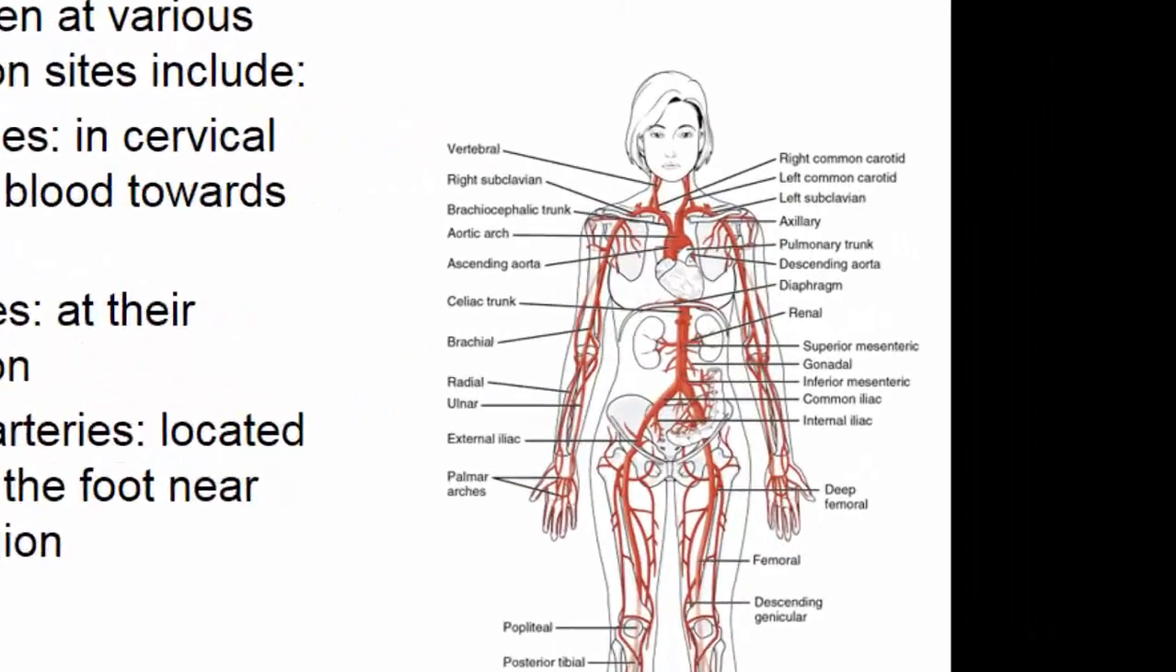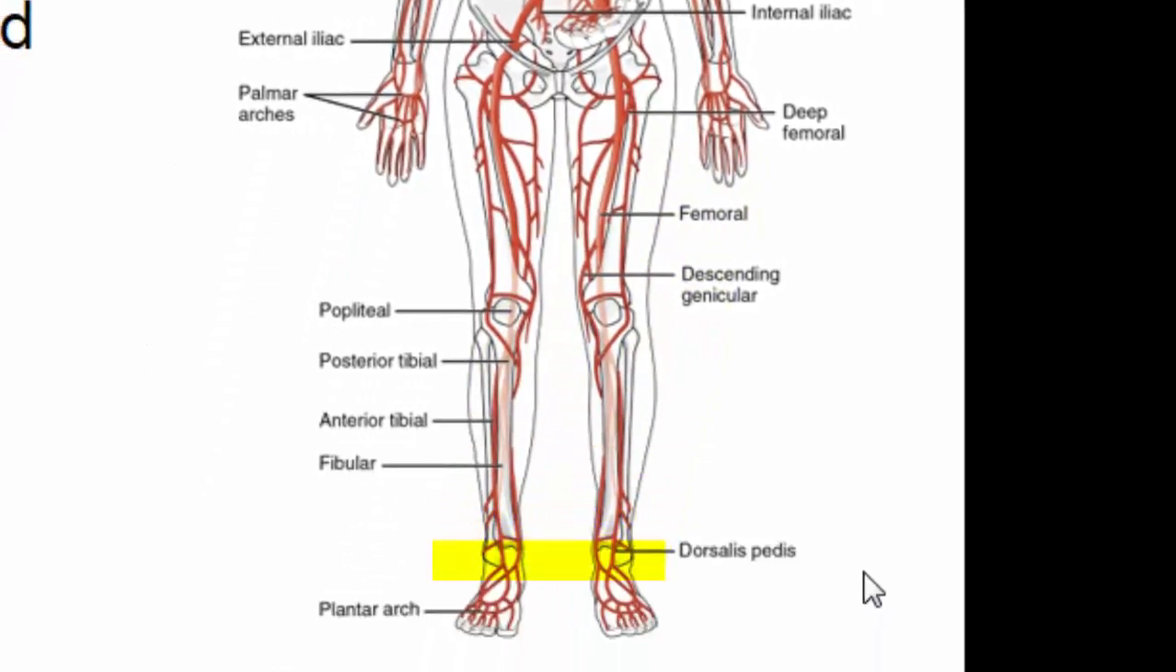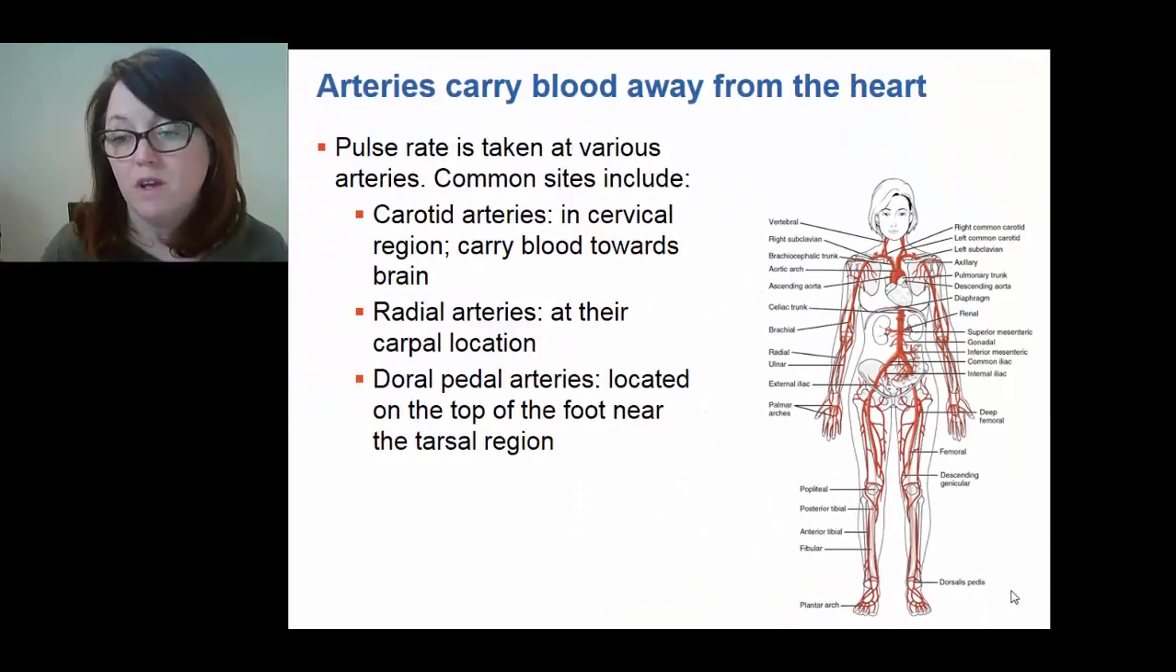Other important arteries include the arteries that we use to take a pulse rate. We can take a pulse rate at many different artery locations, but the common sites include the carotid arteries, which are located in the cervical region, and these are the great arteries that are carrying blood up towards your brain. The radial arteries are located on the thumb side of the wrist, a common site where we take a pulse rate. And then the dorsal pedal arteries, which are located on the top of the foot close to the ankle, another common site for taking a pulse rate.